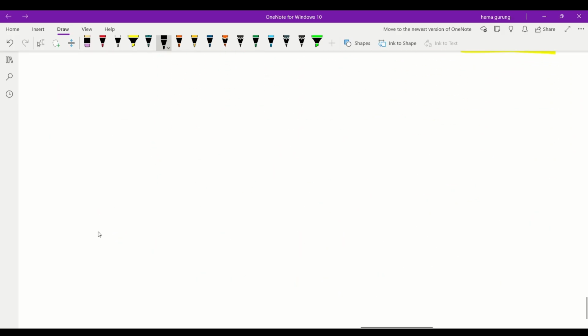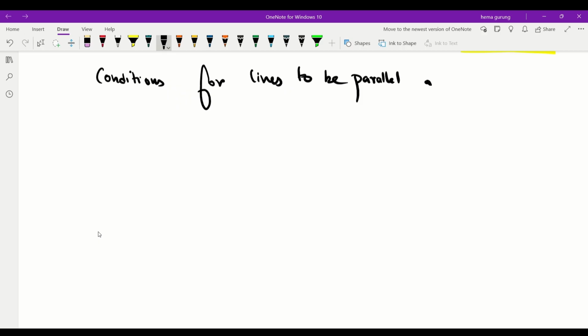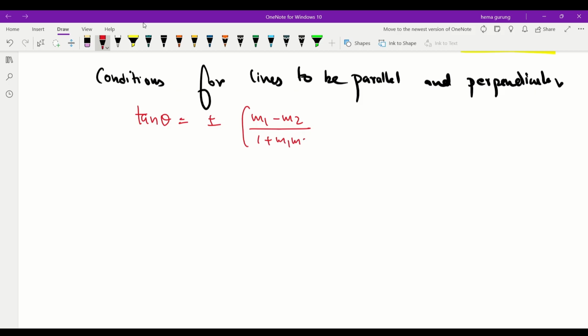Now we have the conditions for lines to be parallel and perpendicular. So you know the formula, right? What was the formula? Oh my god, the formula was tan theta equals plus or minus (m1 minus m2) divided by 1 plus m1 m2. This was the formula, right?